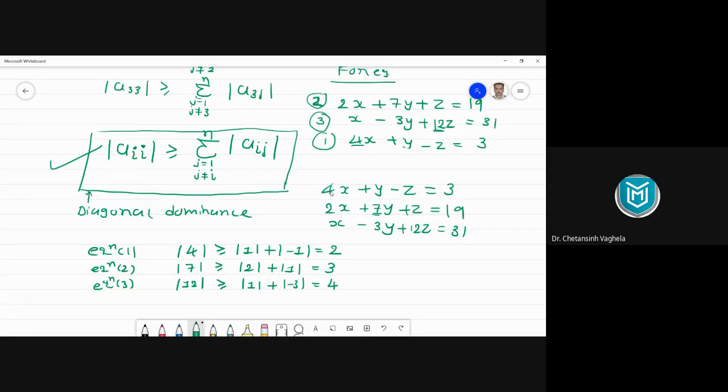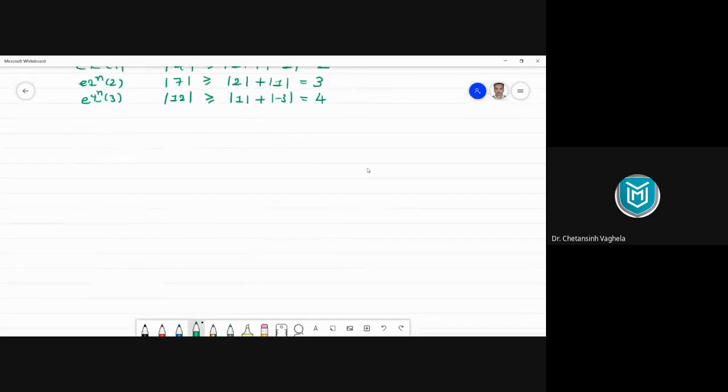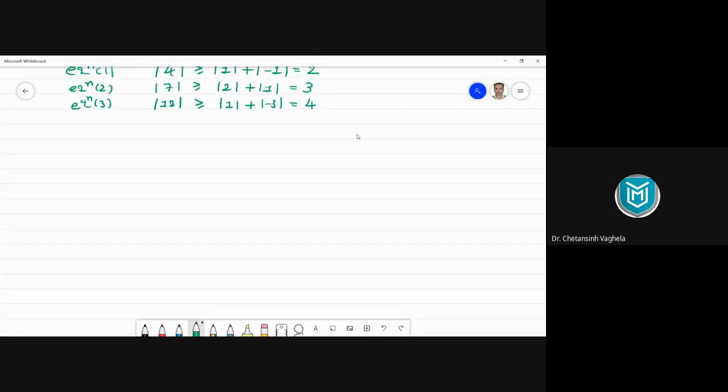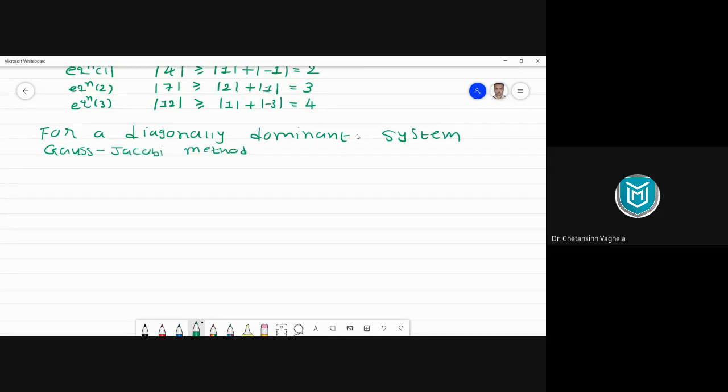Right? So this was your first part, diagonal dominance. Then, if your system is diagonally dominant, what are the next steps? Let me explain. For a diagonally dominant system, the Gauss-Jacobi method follows as below.